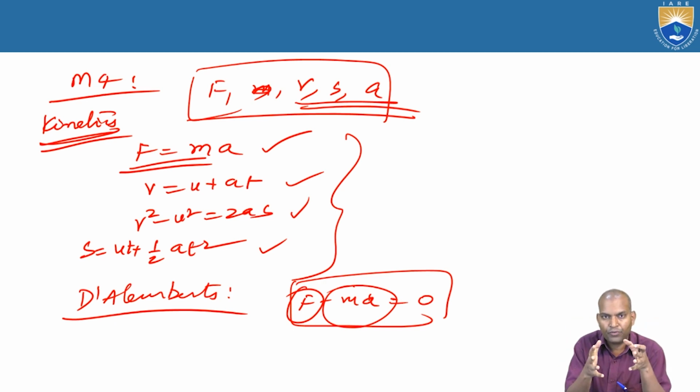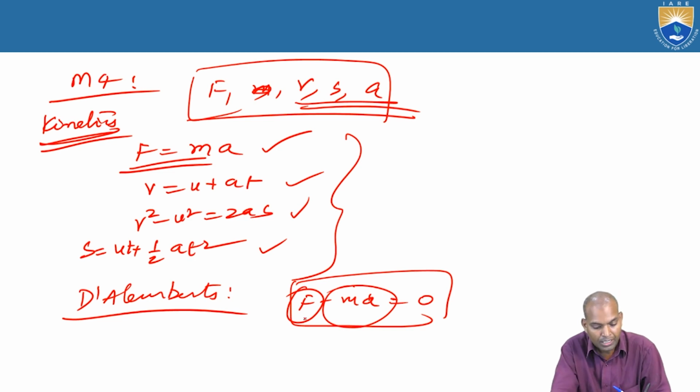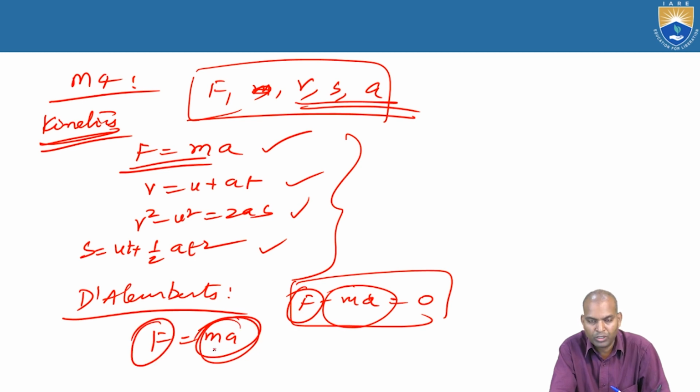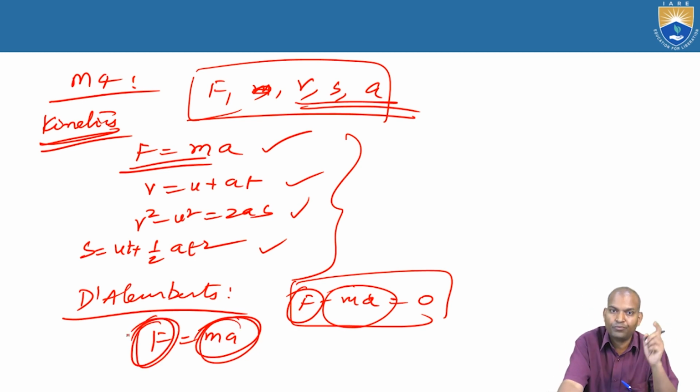The algebraic sum of the net force and inertia force is equal to 0. Now, both should be in equilibrium. That means F equal to ma. This ma is known as the inertia force, and this F is known as the net force.